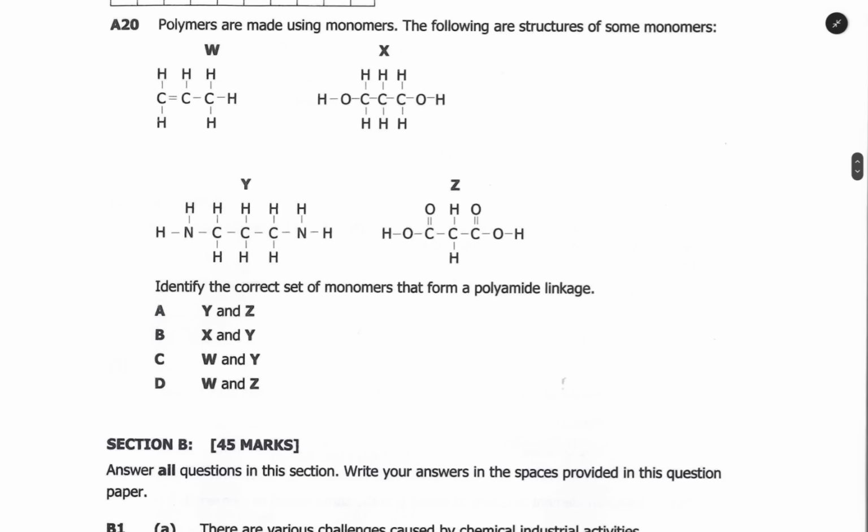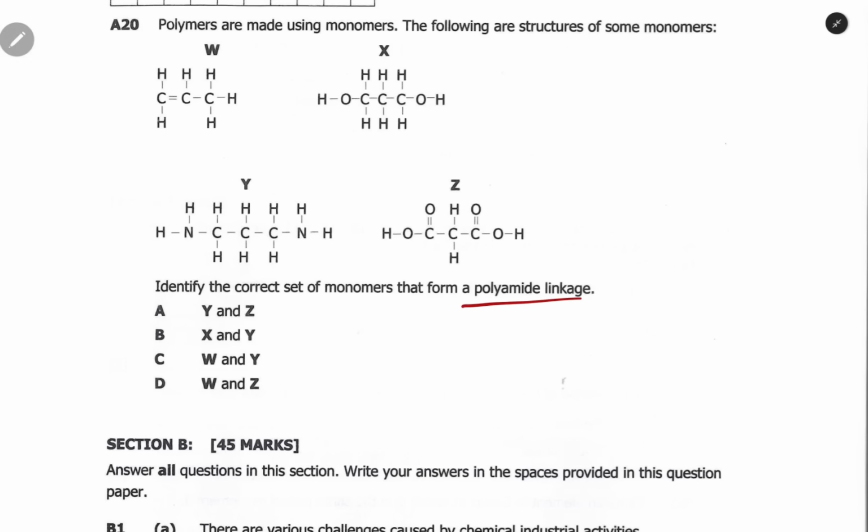Polymers are made using monomers. The following are the structures of some monomers. So here are the structures that you can see: W, X, Y, Z. Identify the correct set of monomers that form polyamide linkage.